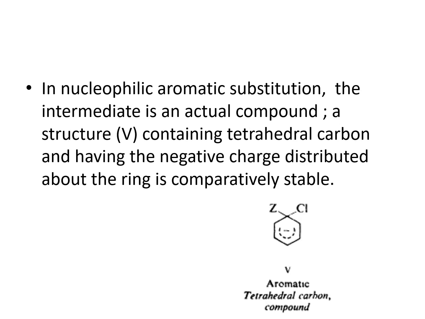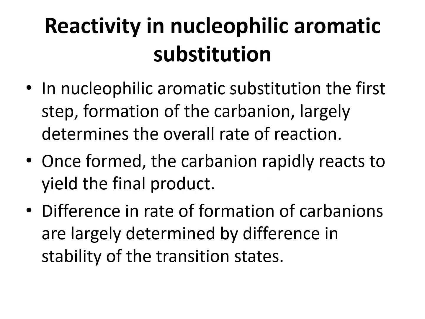So in nucleophilic aromatic substitution, the intermediate is an actual compound, a structure like 5, shown below, containing a tetrahedral carbon and having the negative charge distributed about the ring. It is a comparatively stable structure. These points I have all discussed in the previous slides. That is, in nucleophilic aromatic substitution, the first step is the formation of the carbanion, and it determines the overall rate of the reaction, and once formed the carbanion rapidly reacts to yield the final product. And the difference in the rate of formation of carbanion is determined by differences in the stability of the transition state.